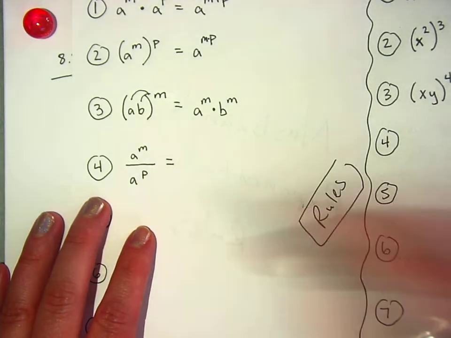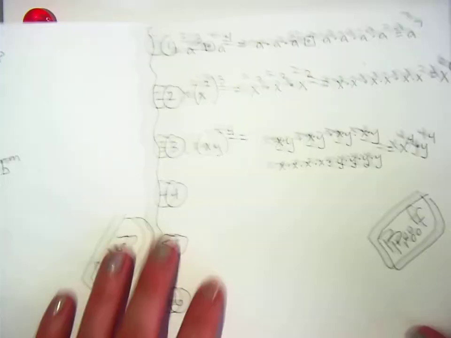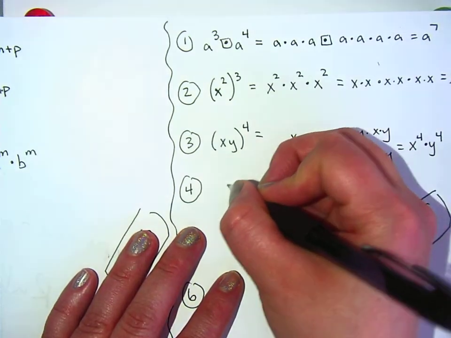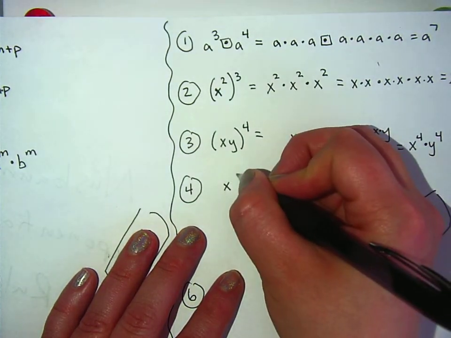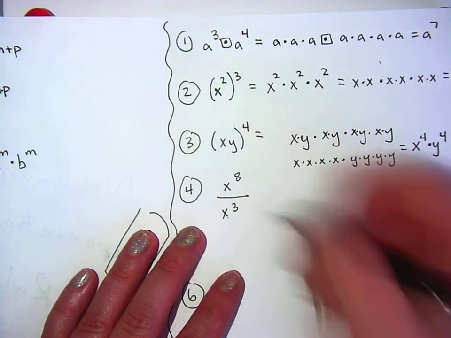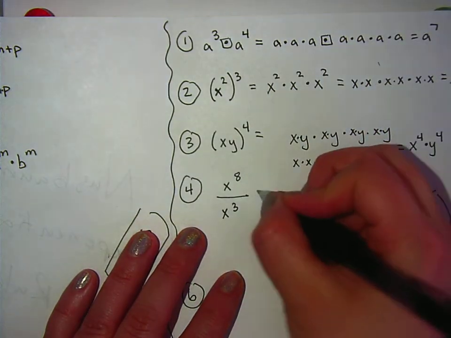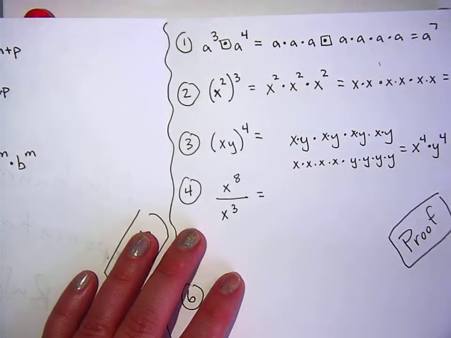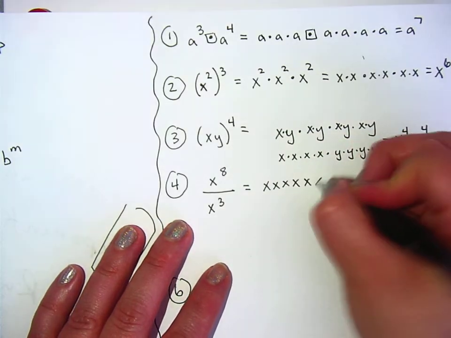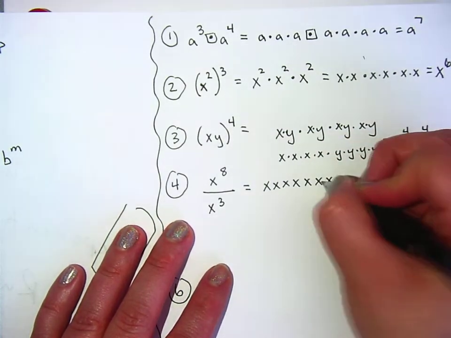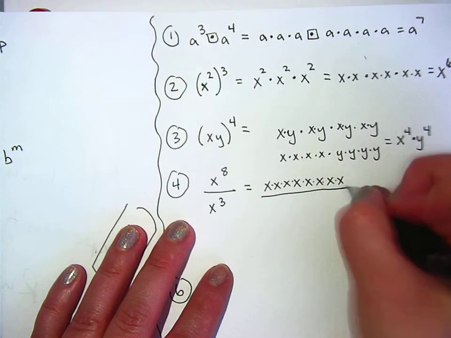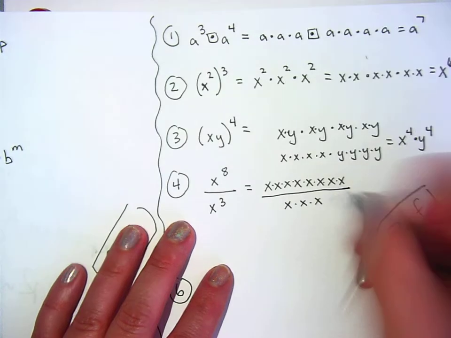All right, a to the m over a to the p on the left side. On the right side, we're going to have some proof. We haven't written out a rule yet. All right, let's say that we have x to the 8th over x to the 3rd. Well, that would be 8 x's on top, and on the bottom is 3 x's. Write it down.